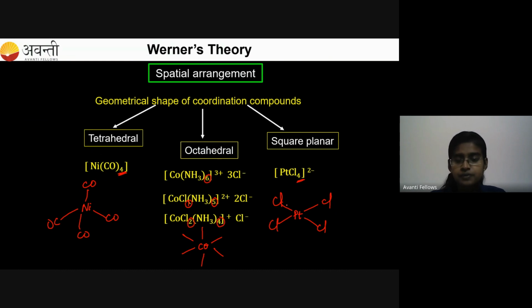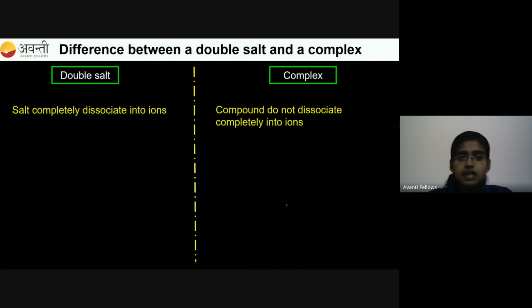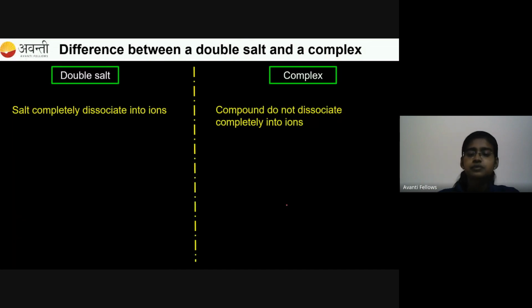Got it? Fine. Now I'll go with the next topic, the difference between a double salt and a complex. So what is the first difference? A double salt can be completely dissociated into ions when it is put inside a solution or a solvent, but a complex compound does not dissociate completely into ions.